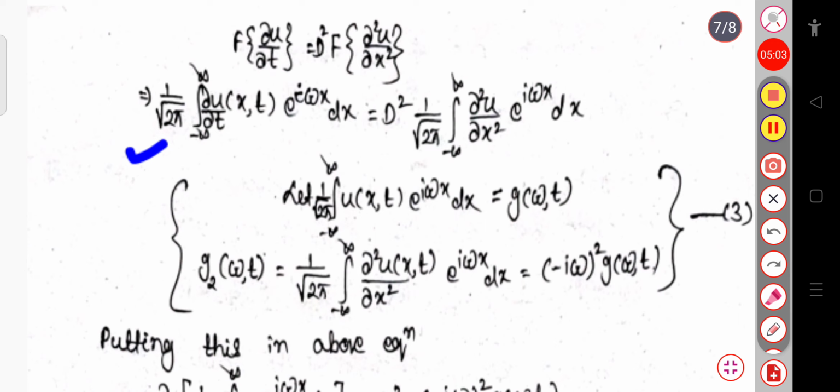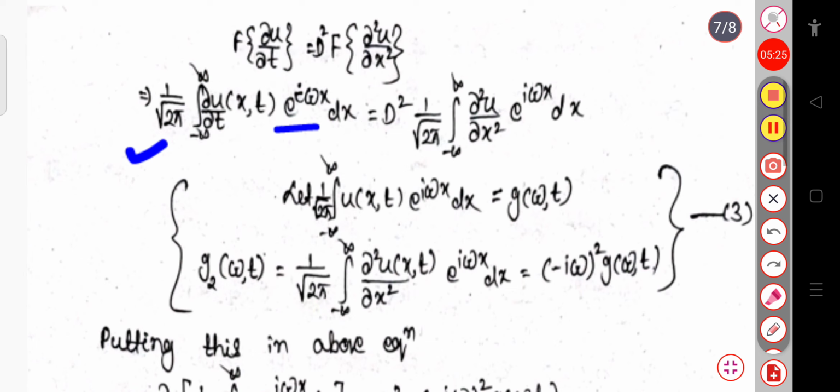So ∂/∂t of u(x,t), again you have to write exponential i omega x into dx. This is our Fourier representation for ∂u/∂t. So this function is here, we have to multiply exponential i omega x. Since we have to integrate from minus infinity to infinity, and u is a function of x, that's why we have to write here dx.